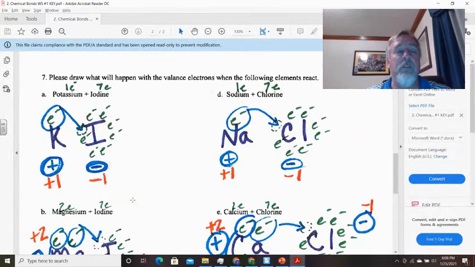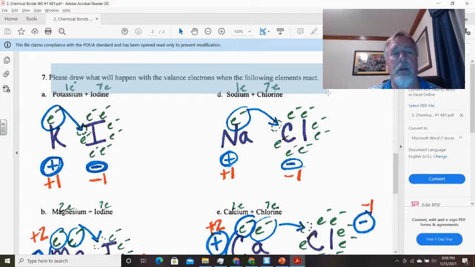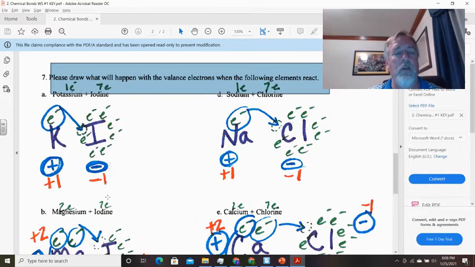Real quick on this last piece then, guys, I know this is different. We did not get a chance to go over this in class, but I want to talk to it here. And this question asks us to draw what will happen with the valence electrons when the following elements react. So I'm going to go through 2 of these just to show you the idea that we're after.